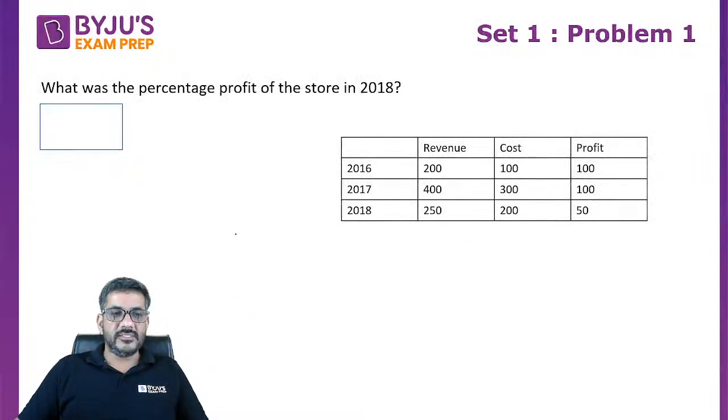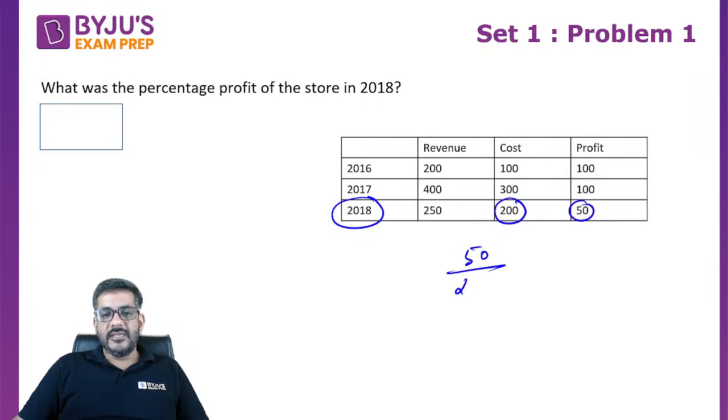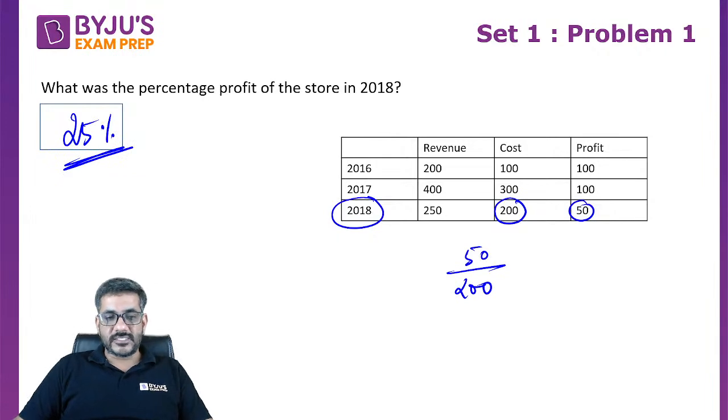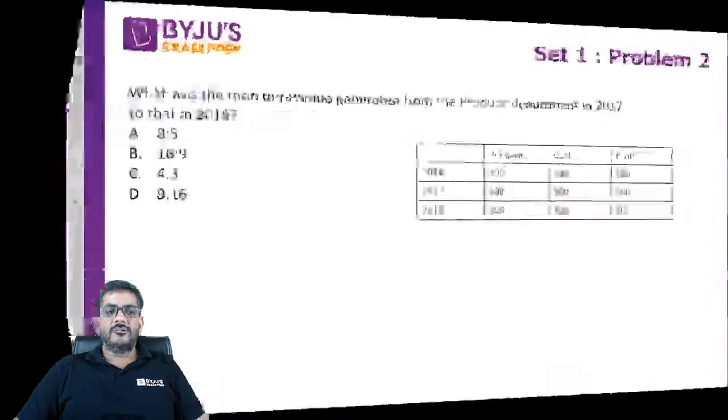Now just look at the questions. What was the percentage profit of the store in 2018? So 200 was the cost, 50 was the profit. So what is the percentage profit? It is 50 divided by 200. Can I say the percentage profit was 25%? So the answer for the first question is 25%. Move to the second one.